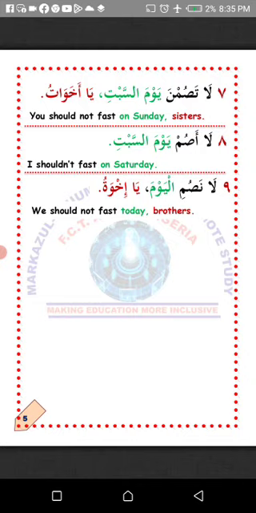There are two ways for saying this. Number one, la nasum al-yawma ya ihwa. I repeat, la nasum, we should not fast, al-yawm, today, ya ihwa, brothers. The second way, la nasum al-yawm ya ihwa. La nasum al-yawm, we should not fast today, brothers. La'alaka fahimt? I hope you understand. MashaAllah.